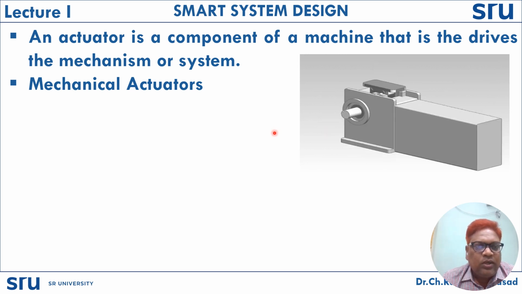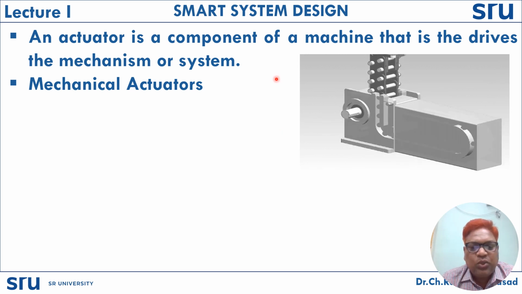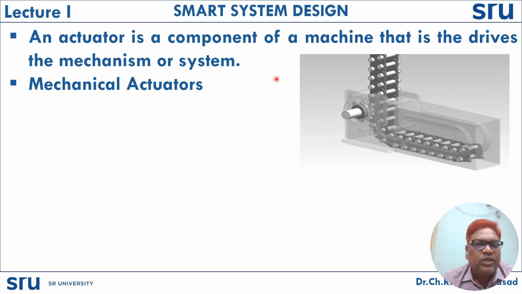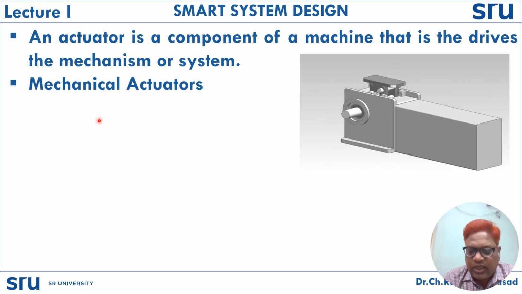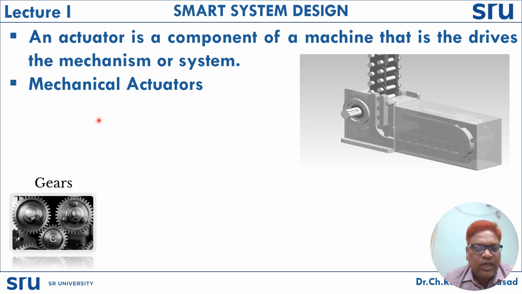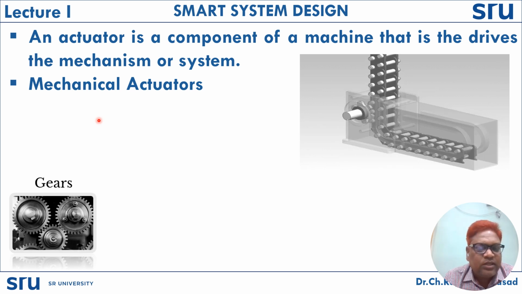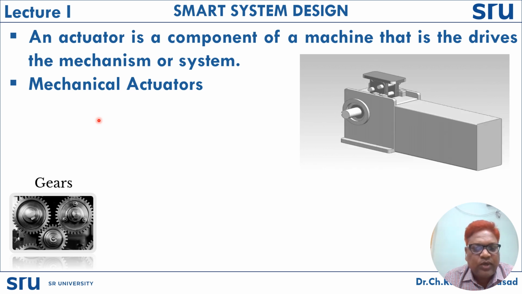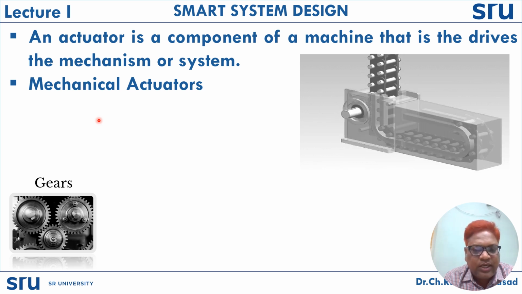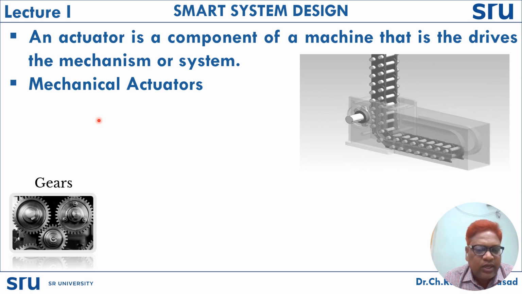So the actuators are basically classified into two categories. One is electrical actuators, another one is mechanical actuators. Let us see some of the mechanical actuators. In our daily life, we are seeing gears. The main function of gears is to increase or decrease the speed. Normally, we see them in our vehicles.